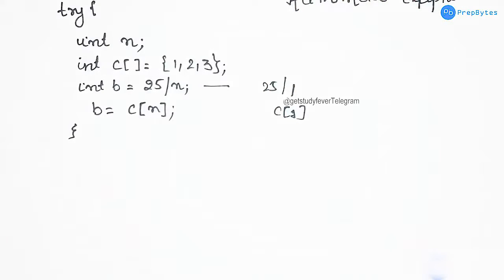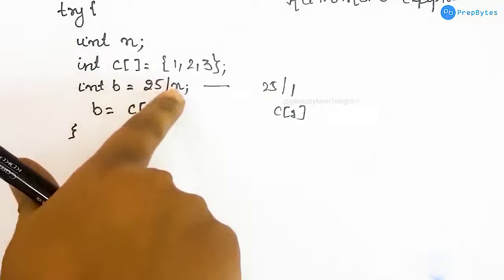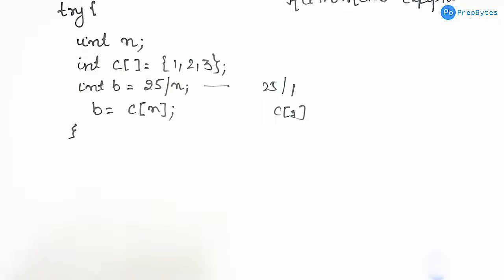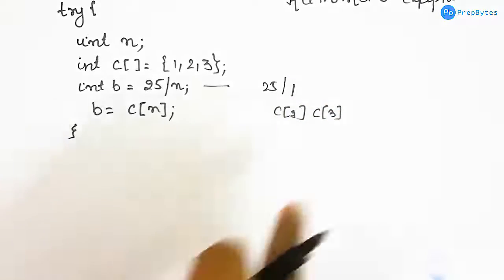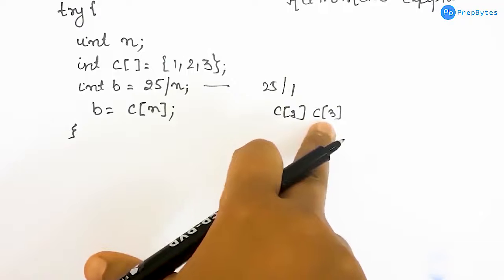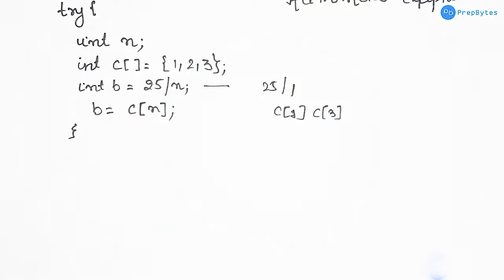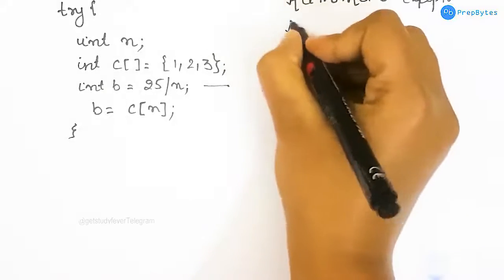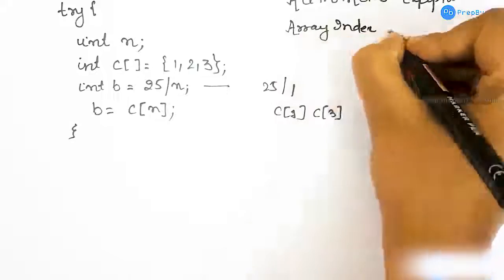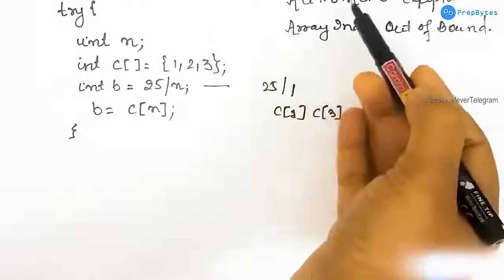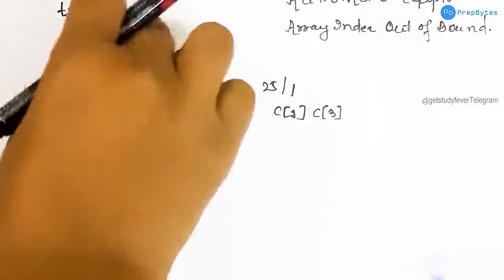What are the other things that can occur? So let's say in this case, if n is greater than 2. So if I try to do something like c of 3, what are we trying to do? We are trying to access an array element that does not exist or which is outside the array bounds. So what is the exception that we will get? Array index out of bound exception.